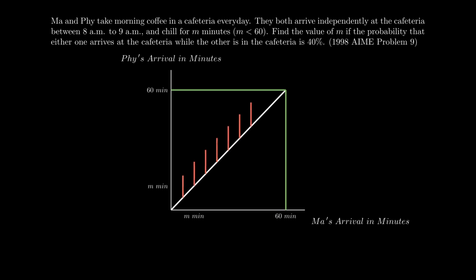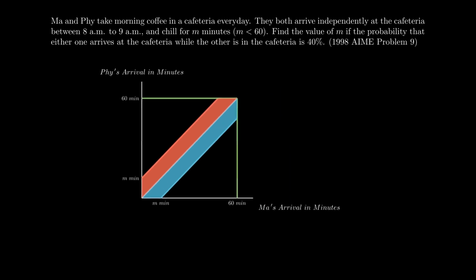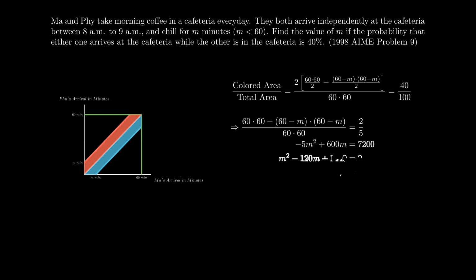Now, using the reflective symmetry, a blue section could also be drawn. Only the colored section provides a case where the condition in the problem is satisfied. Therefore, the 40% could be written as the area of colored sections all over the possible cases, or the area of the square enclosed by the green segments. With further calculations, we found the value of m, which is 60 minus 12 square roots of 15.